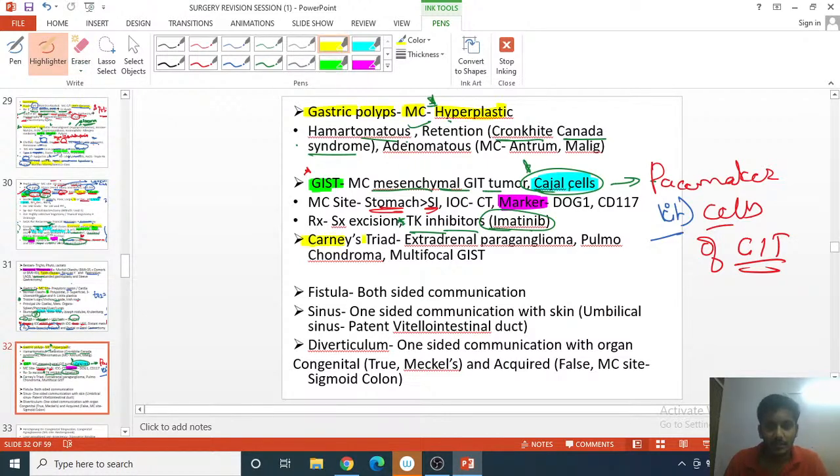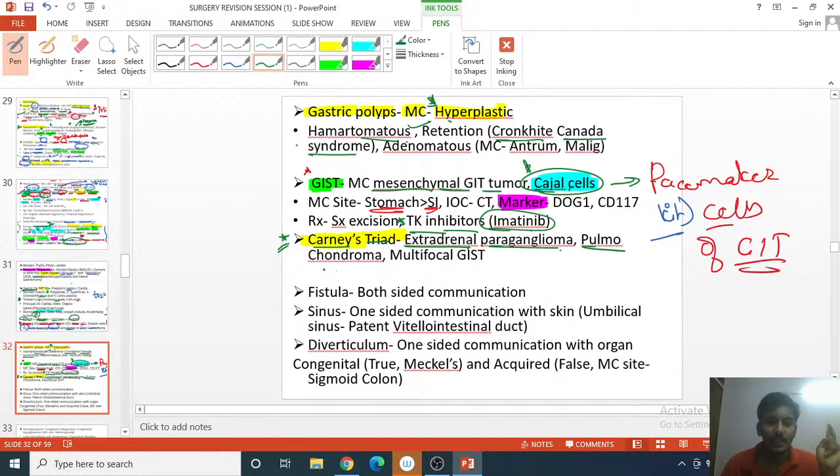Okay, then further is your Carney's triad. Okay, what is Carney's triad? So Carney's triad होता है GIST, it is associated with GIST. Okay, so Carney's triad के तीन features क्या क्या है? Question was asked prior. So Carney's triad के तीन features. First is your extraadrenal paraganglioma. So adrenal gland के अलावा कहीं और paraganglioma. Paragangliomas are what? You have already seen in ENT maybe, right? You have studied with Sanjay sir, so he might have explained you properly. Extraadrenal paragangliomas, जब ganglion cells affect होते हैं, okay, sympathetic chain वगैरह, so those are known as your paragangliomas. Okay, so first feature of Carney's triad is your extraadrenal paraganglioma.